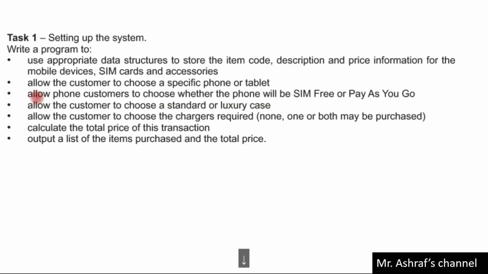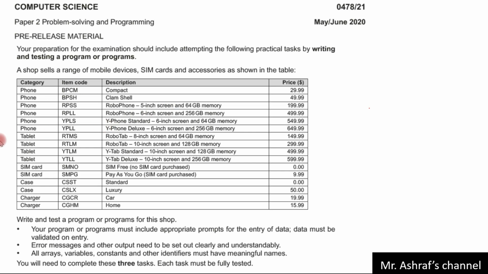Okay. So let's start with task 1 right now, which is talking about how you have, at the beginning, to use an appropriate data structure to store the item code, description, and price information for the mobile device, SIM card, and accessories. So you must declare a data structure. I'm suggesting an array here to store the items shown in the table.